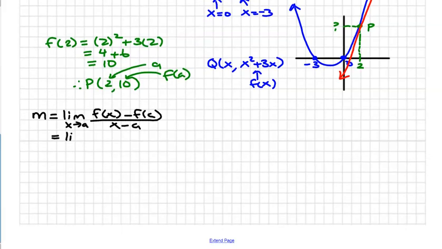All right, so limit as x approaches, well, a is 2, right? So we'll just put 2 right there. f at x is x squared plus 3x, that is squared, minus f at a, which was 10, all over x minus our a, which was 2. Okay, so we're not really done. We've got to solve that.